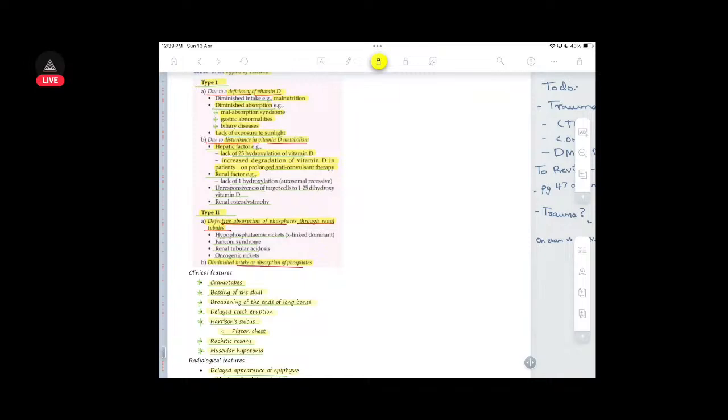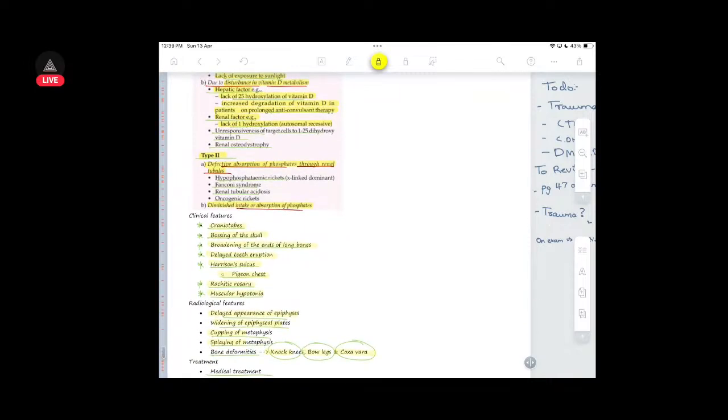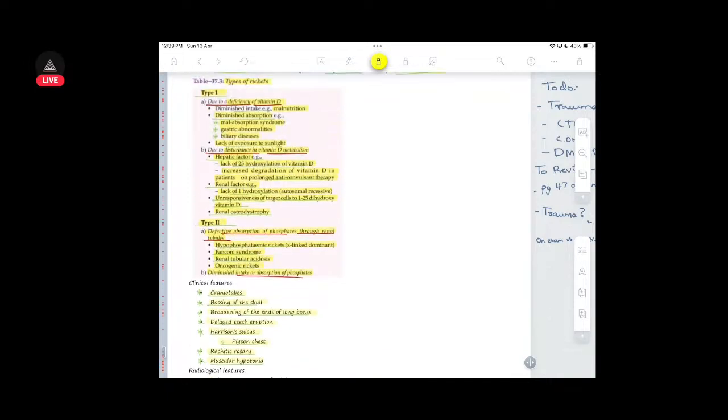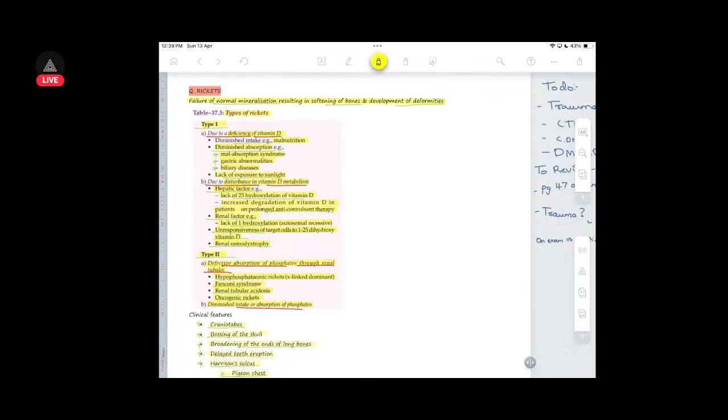Renal factors, you have a lack of 1 hydroxylation, which is autosomal recessive, and unresponsiveness of target cell to 1,25 dihydroxy vitamin D also can be there, and renal osteodystrophy may also be seen. Hypophosphatemic rickets like X-linked dominant rickets, Fanconi syndrome, renal tubular acidosis, and oncogenic rickets also are different other types of rickets.